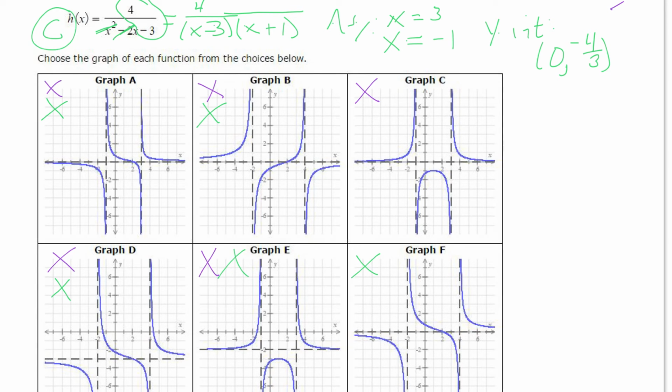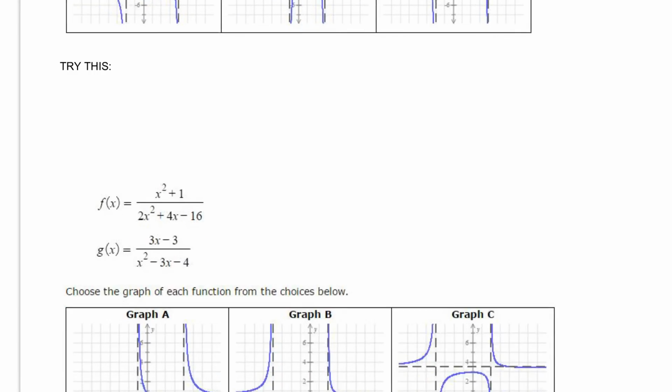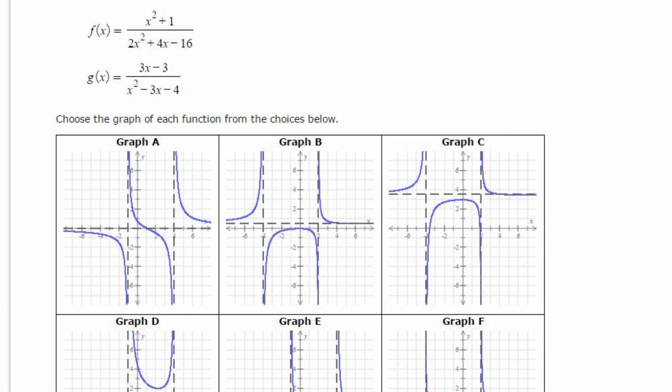There's a try this on the next page. Go through that, try this, and then you can check your answers when you're ready. So go ahead and hit pause. If you did this one correctly, you should have gotten B for f of x and A for g of x. If you have any questions, please let me know and I'll help you.